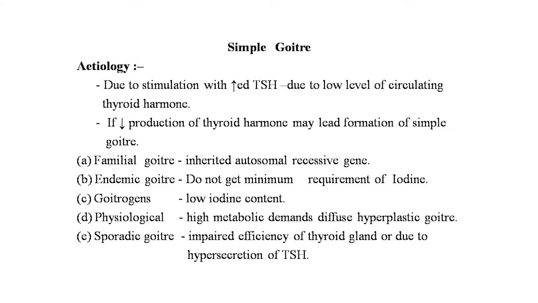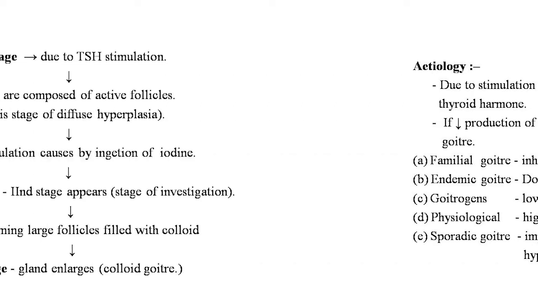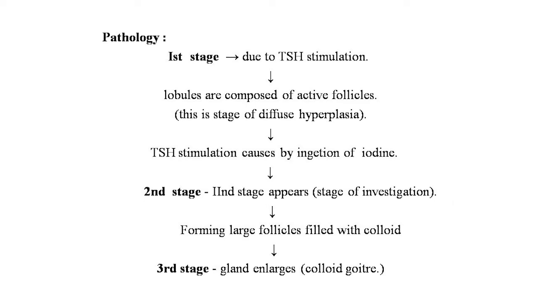There are subtypes like familial goiter, endemic goiter, goitrogens, physiological goiter and sporadic goiter. Familial goiter is inherited from an autosomal recessive gene, whereas in endemic goiter people do not get the minimum requirement of iodine. Goitrogens have low iodine content. Physiological goiter is due to high metabolic demands, a diffuse hyperplastic goiter. Sporadic goiter is due to impaired efficiency of thyroid glands and hypersecretion of TSH. Now the pathology in goiter is clear. At the first stage, due to TSH stimulation, lobules are composed of active follicles.